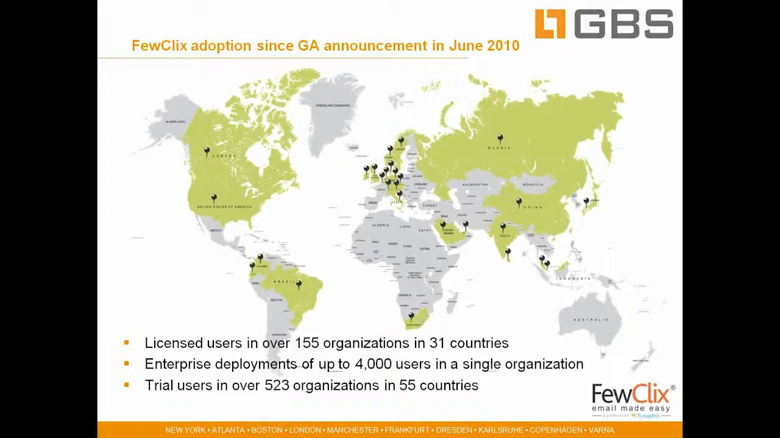Now, FewClicks was launched in June 2010, just over a year back, and in the last 14-15 months, this is the kind of adoption that FewClicks has achieved. FewClicks has licensed users in over 155 organizations and enterprise deployment of up to 4,000 users. And we also have currently trial users in over 523 organizations across 55 countries.